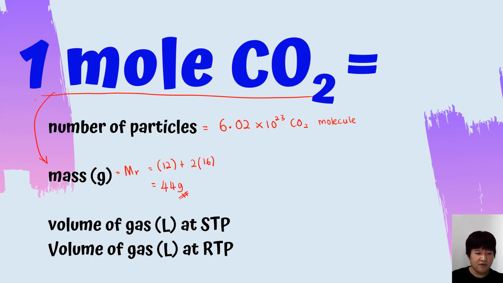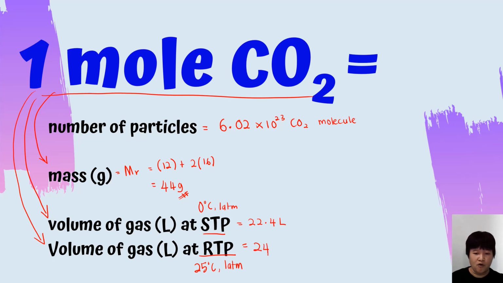So what happens if I have 1 mole of carbon dioxide at STP? Again, at STP I will have 22.4 liters. Remember, STP means 0 degrees Celsius, 1 atm. At RTP, it means 25 degrees Celsius and 1 atm. When I have 1 mole of carbon dioxide and I put it at 25 degrees Celsius and 1 atm, I will have 24 liters. Is that clear?